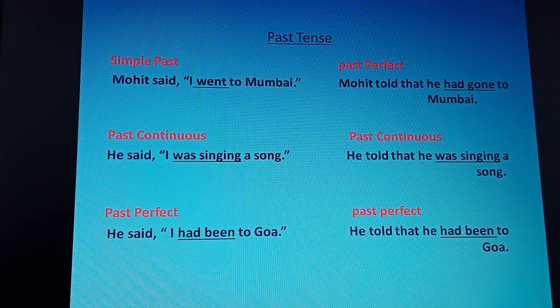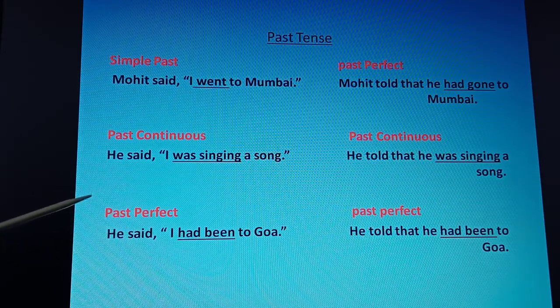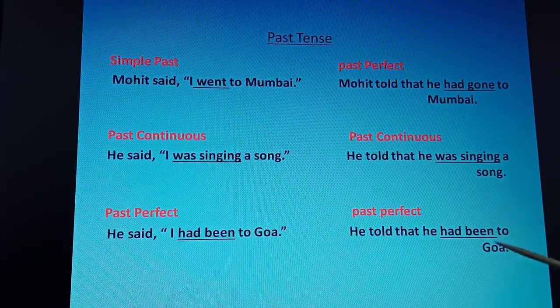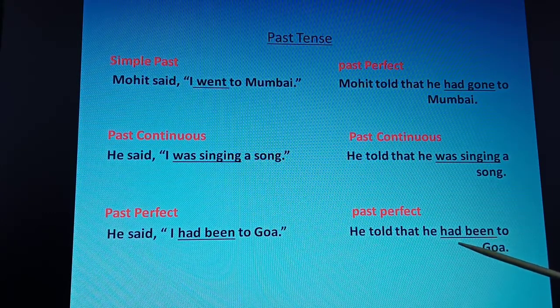Past perfect. Past perfect, you see, he said, I had been to Goa. Past perfect would be, he told that he had been to Goa. Had been, okay? He had been, I had been, he had been to Goa.